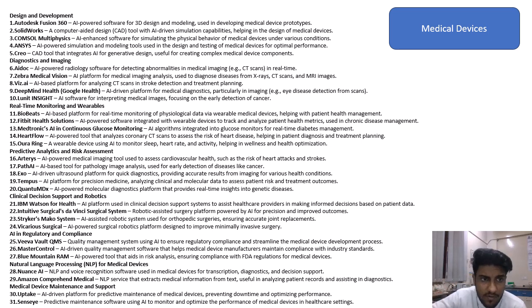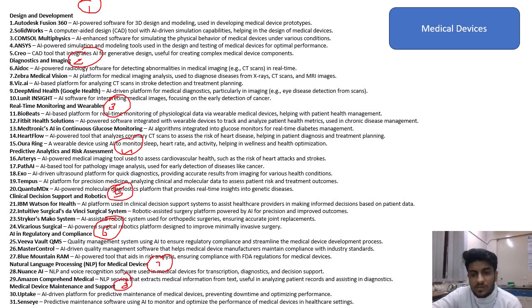Next up, you have medical devices, where you have a lot of different devices based upon the design and development. You can use different tools based upon the diagnostic imaging. There are different tools based upon the wearable devices, the risk assessment, and the robotics and clinical decision. There are different tools for AI in regulatory and compliance, and then NLP may have other tools. For maintenance, you have another set of tools. So there are different sets of tools that you can use.